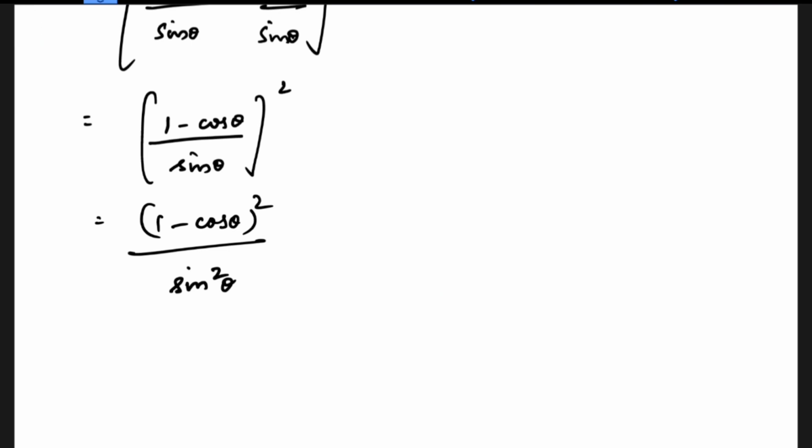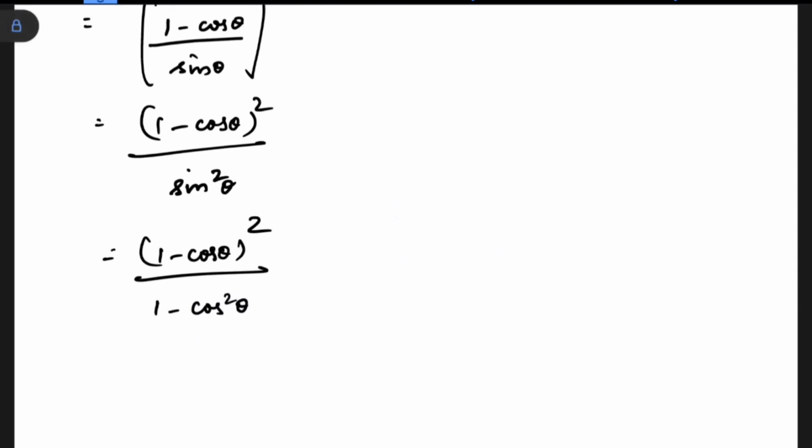By the identity sin square theta plus cos square theta is equal to 1, we know that sin square theta is 1 minus cos square theta. So writing that, (1 minus cos theta) the whole square divided by (1 minus cos square theta), since sin square theta plus cos square theta is equal to 1.